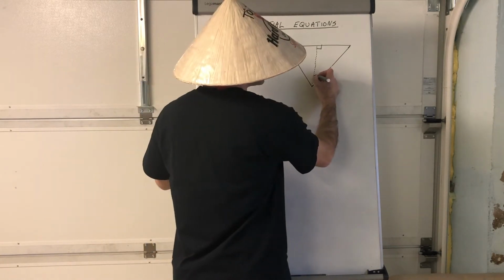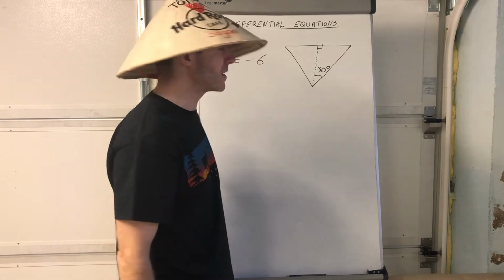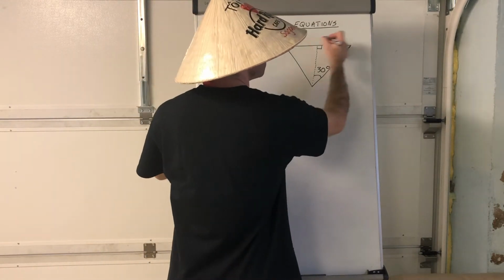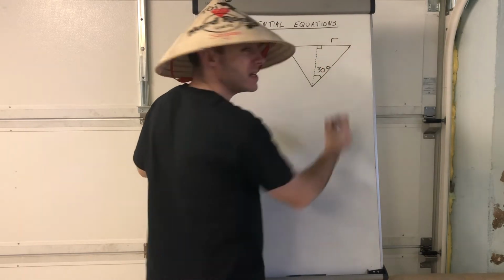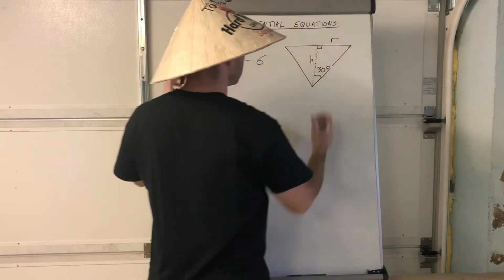So what they're saying is that that angle there is 30 degrees. Now, when you've got a cone, how do you normally label this up? You normally label a radius, so that bit there is a radius, and you normally label a height. That bit there is a height.